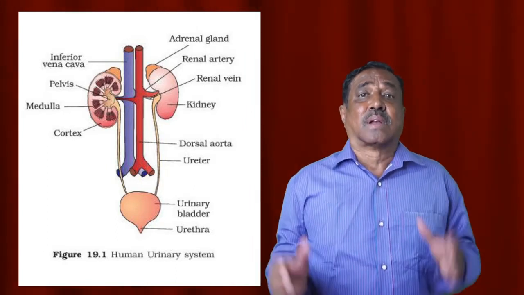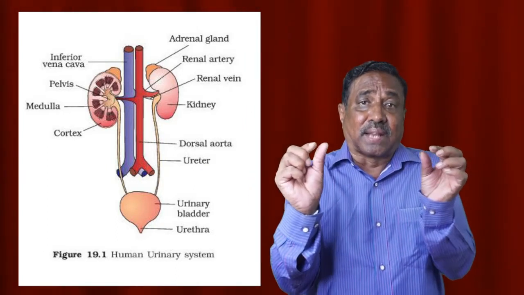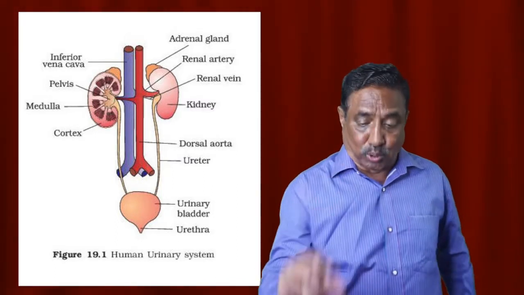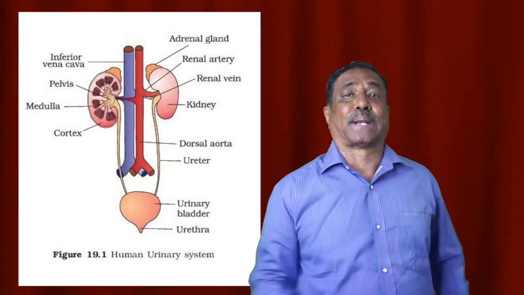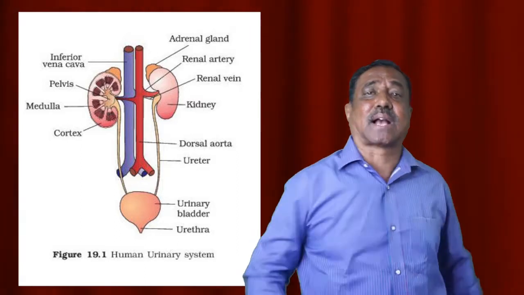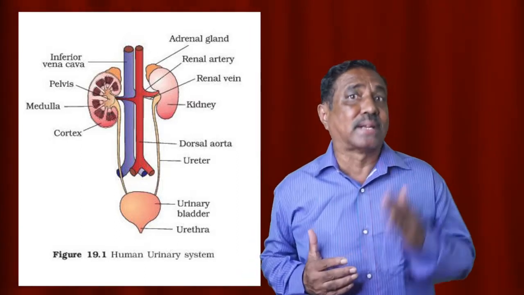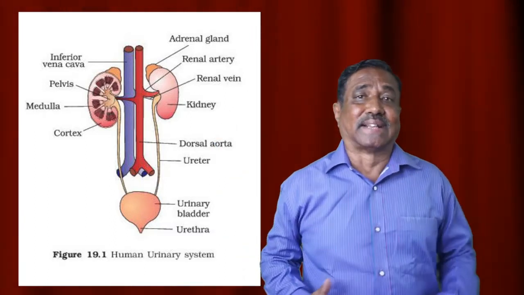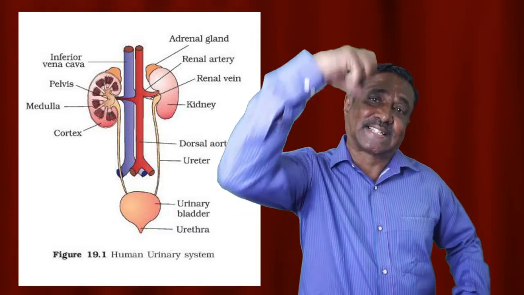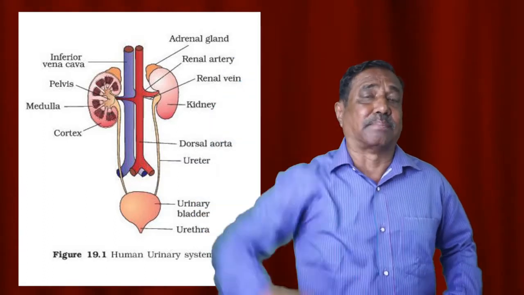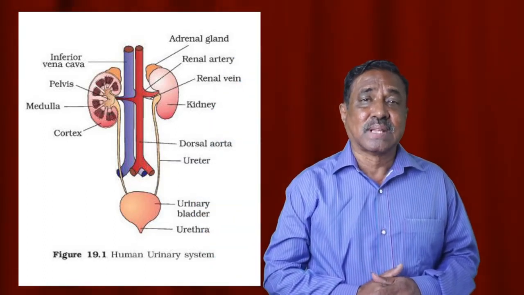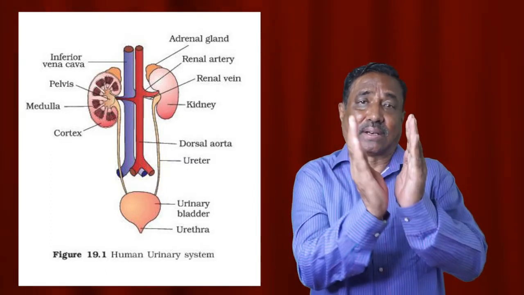And from the inner margins, ureters arise and they open into the urinary bladder, which in turn opens into the urethra. Urethra is common for both men and women. Renal arteries supply blood to the kidneys, whereas the renal veins collect the deoxygenated blood from the kidneys. And this is about the kidney structure.